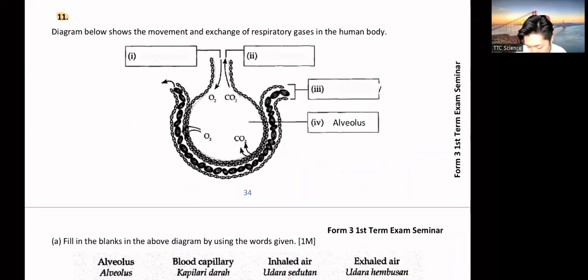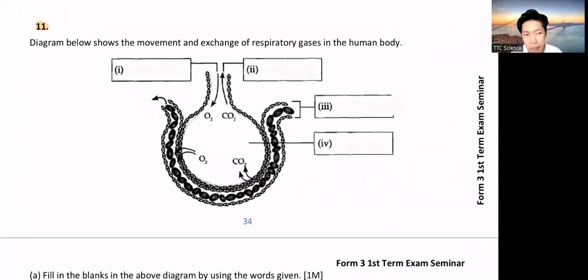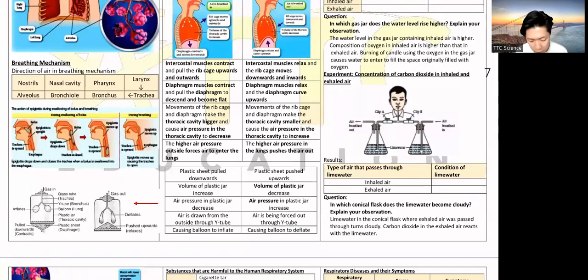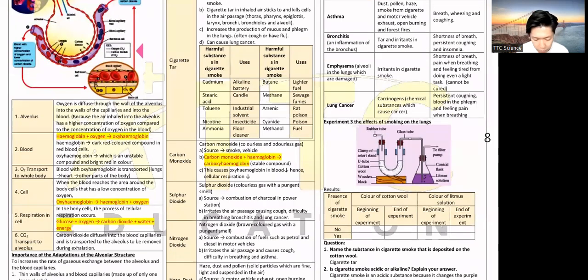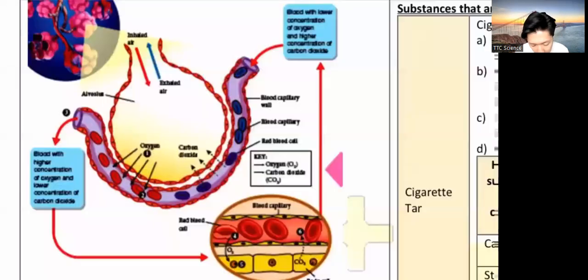Why did I not cover the answer? Okay, page 34. No, you did not see anything. Question 11, page 34. This one is the detailed version of gaseous exchange, at the alveolus level, the smaller part. So it's actually the next page here. This one. Okay, so you want to do the labeling first.